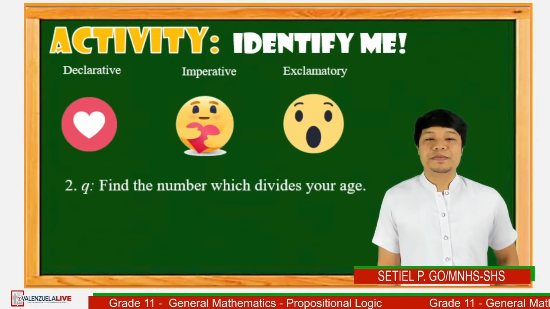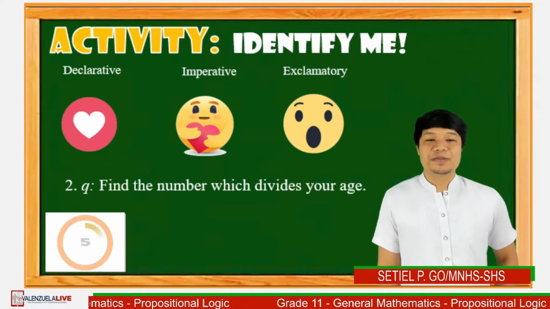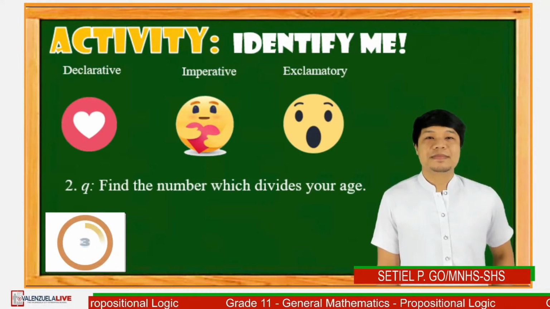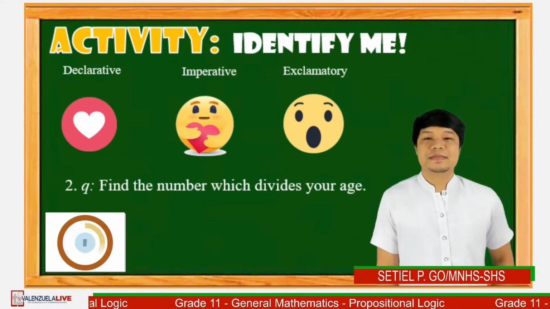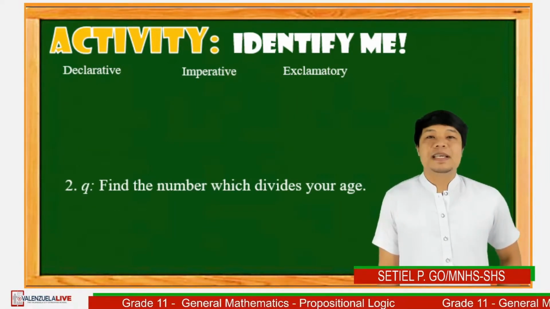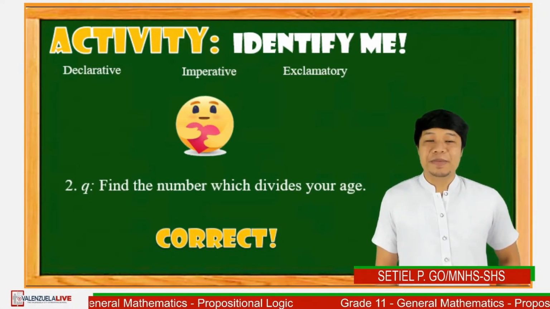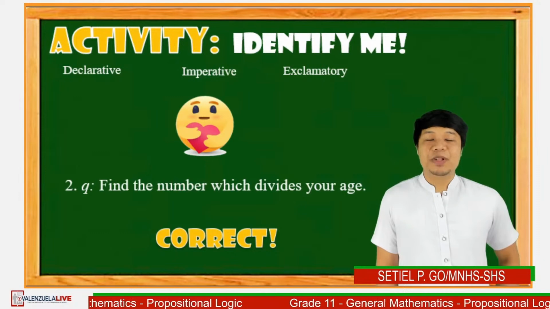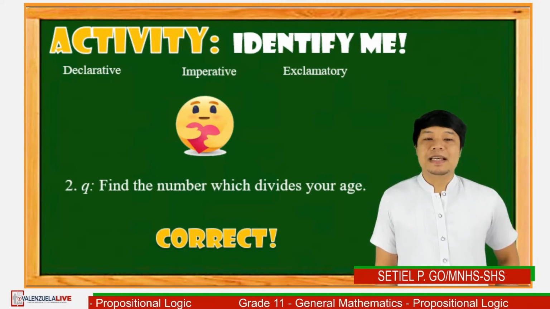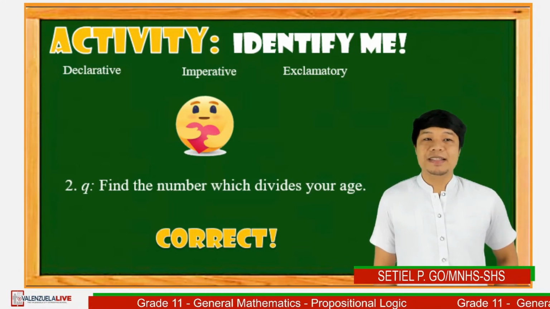Question number 2. Find the number which divides your age. 5 seconds. Go! Time's up. If your answer is hair sign, then you are correct because this is an example of an imperative sentence, since the sentence gives an order to find the number which divides your age.